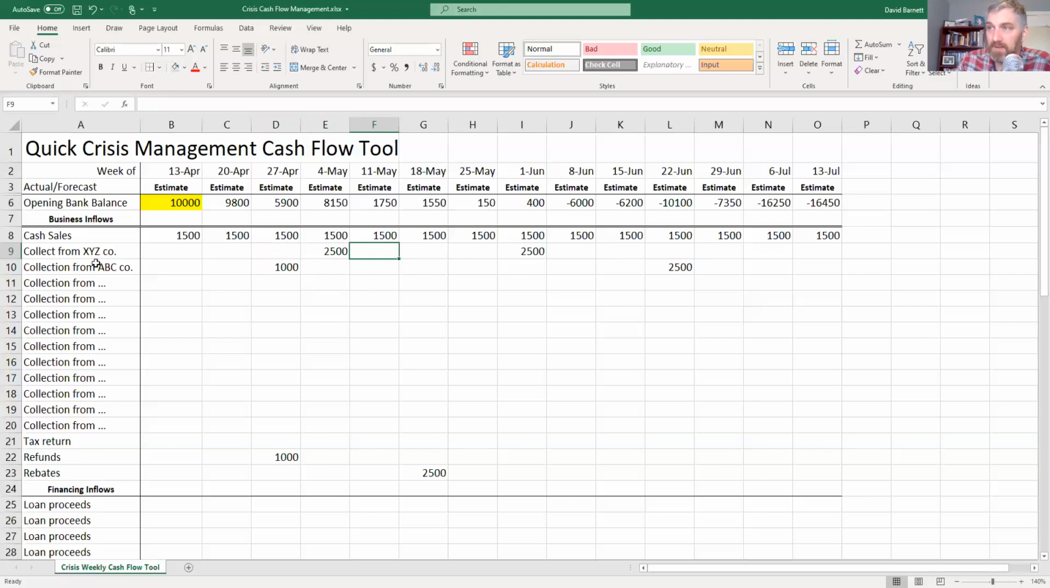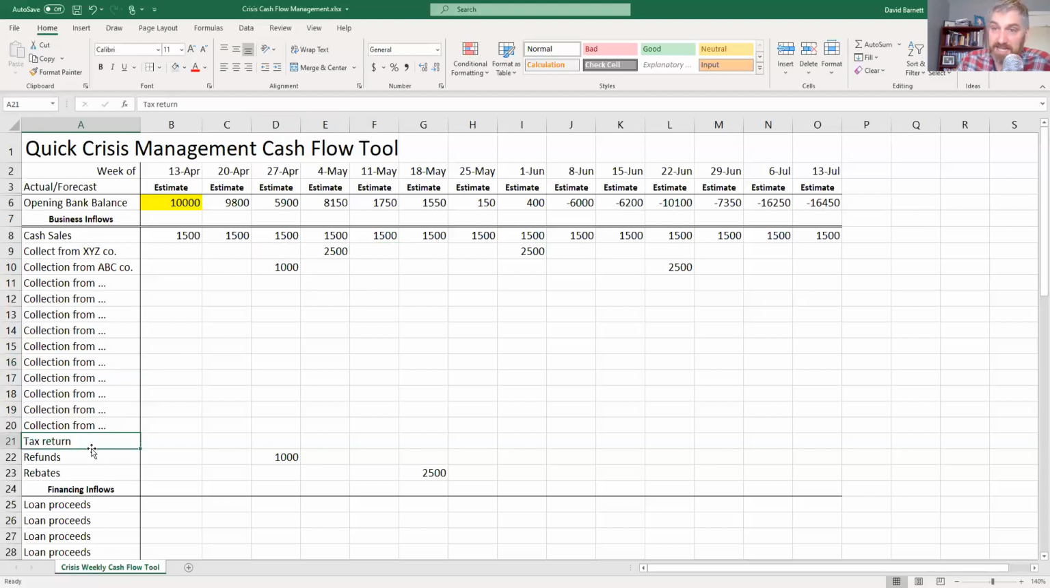Now, I put a whole bunch of lines here, and you can just change these to whatever you want, depending on the type of business that you have. So if you have a restaurant, maybe you want to have takeout, delivery, I don't know, the non-food product sales, whatever lines you want to put in here.